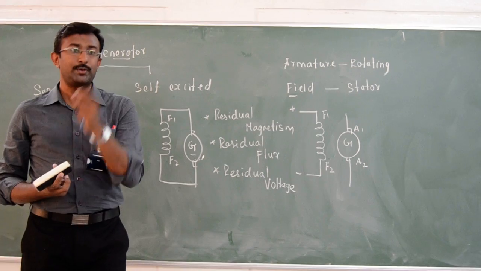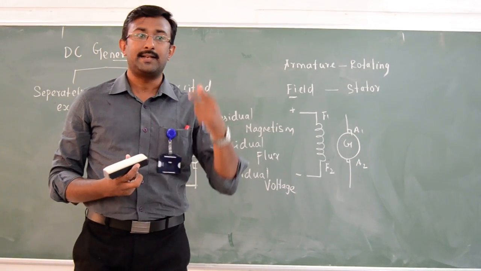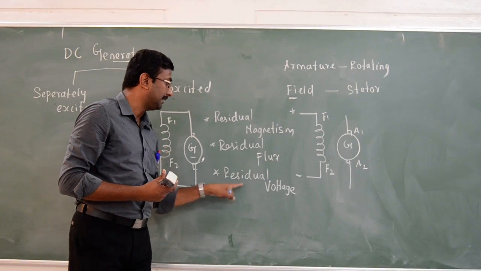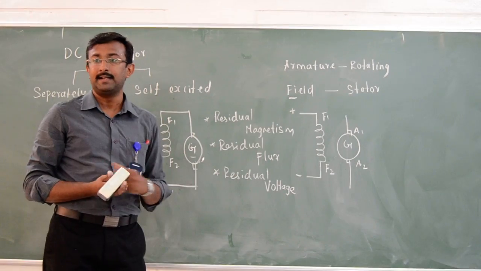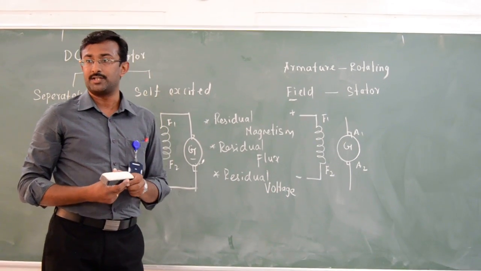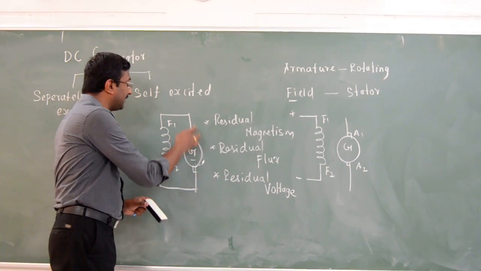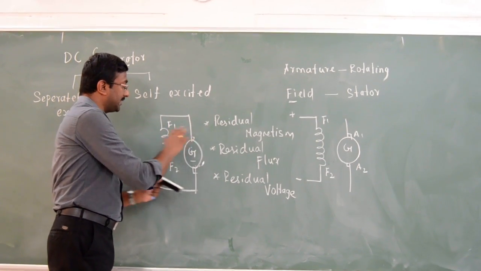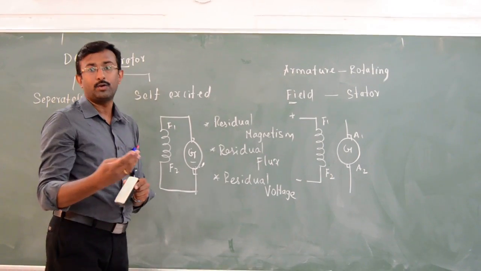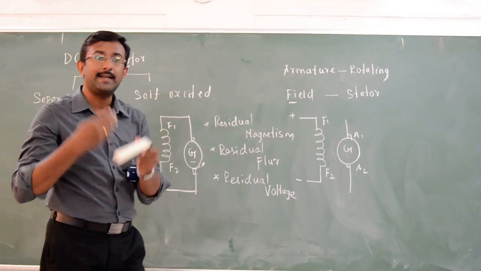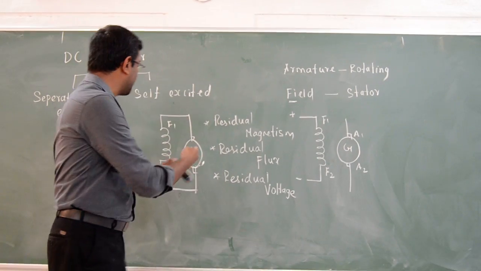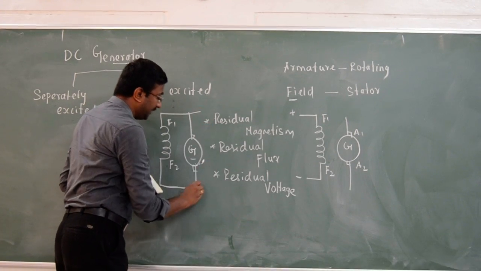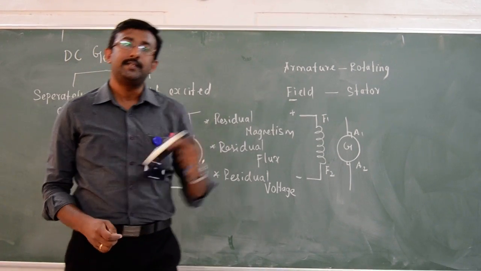Due to that residual magnetism, the residual flux will be produced in the DC generator. Due to that residual flux, a small amount of voltage will be generated, which is called the residual voltage. This residual voltage is given as an excitation to the field winding at the starting point. So at the starting of the self-excited generator, the build-up of voltage will be very low. Once the generator starts building up, the higher voltage will be given to the field excitation. That way, in the end, we get the rated voltage at the output of the generator.